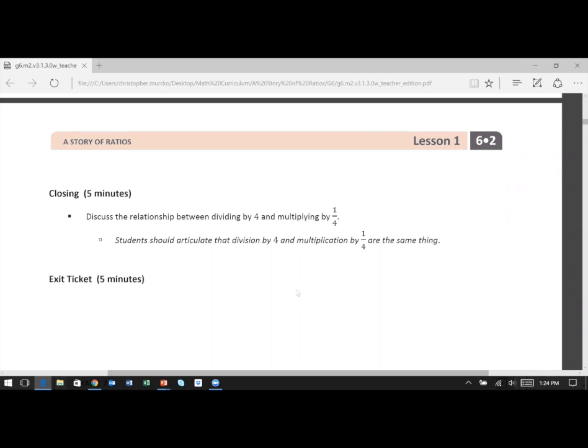Every lesson closes with the critical component in which the teacher engages students in a whole group discussion, challenging them to share their thinking and draw conclusions. The student debrief is designated by the closing. This allows the teacher to gauge student understanding of the concept of the lesson, offering another chance for students to gain understanding before attempting the exit ticket.